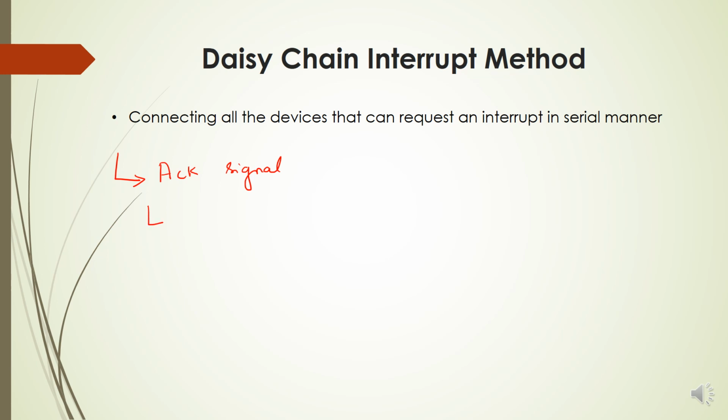So here basically there are two types of signals, that is IEI, which is interrupt enable input, and one more signal, that is IEO, which signifies interrupt enable output.